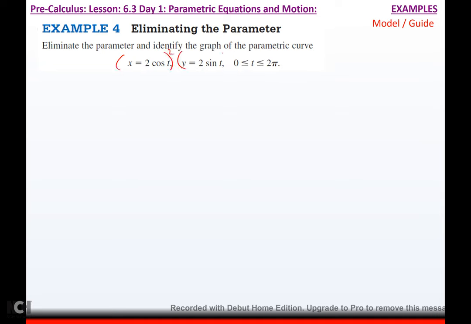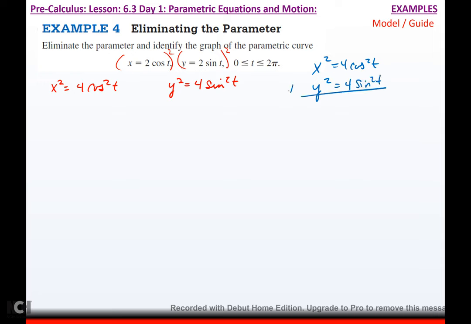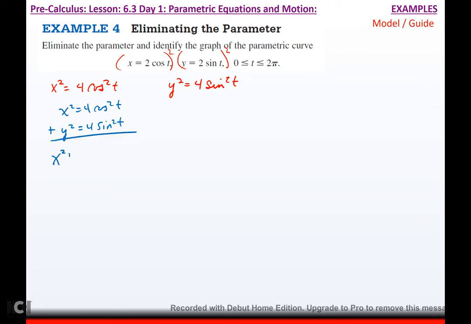So if I square this and I square this, I get x squared equals 4 cosine squared t. And if I square y, I get y squared equals 4 times sine squared t. If I add those, if I take x squared equals 4 cosine squared t, and I add y squared equals 4 sine squared t, and I add those up, I get x squared plus y squared equals 4 cosine squared t plus 4 sine squared t.